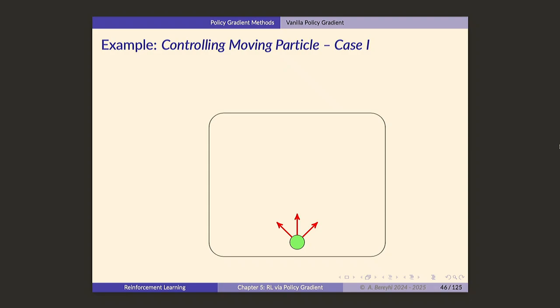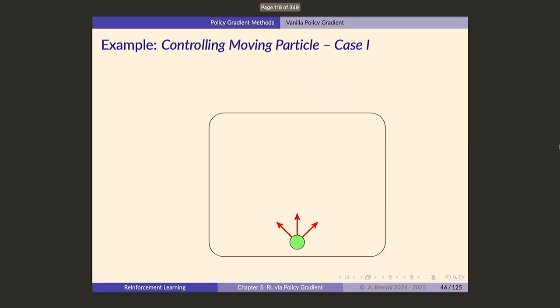Now, I want this particle to get to the top in the fastest way possible. This means that I want to make it understand that it should just move up, up, up, up all the time. But I want to do it by reinforcement learning because I want to see whether my algorithm is working or not.